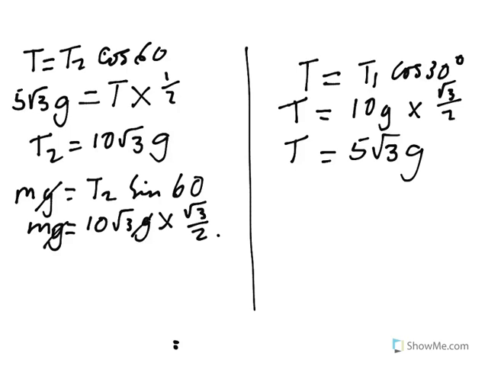And so m would be 5 into there, goes in there once, root 3 times root 3 is 3, 3 fives is 15. So there is our mass. So the two things we were asked to find out, the tension and mass, and we have found those out. Alright.